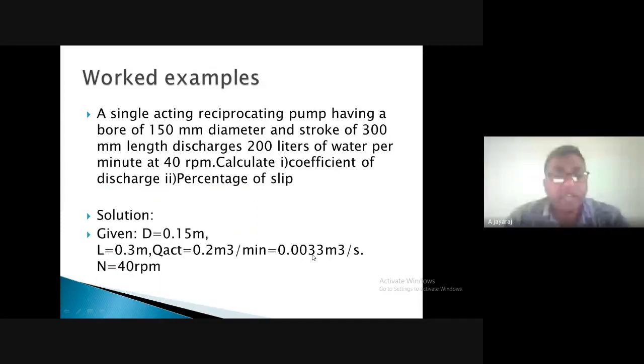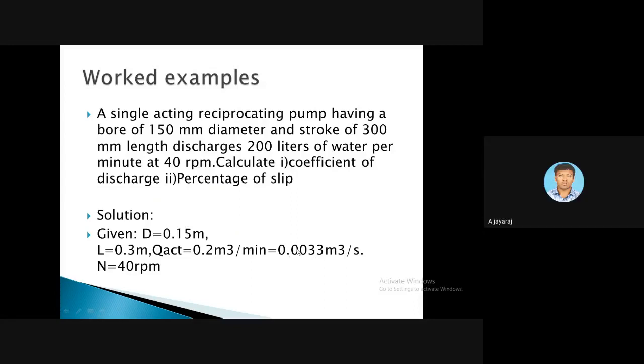The given parameters are the diameter of the cylinder, that is the bore of the cylinder, 0.15 meters. The length of the stroke is 0.3 meters, mm converted to meters. The actual discharge is 0.2 meter cubes per minute. So they have said 200 liters per minute. While converting it to meter cubes per second, we are dividing it by 1000 and by 60. To convert minutes into seconds, we are dividing by 60. Hence we obtain 0.0033 meter cubes per second. We can express it simply in terms of exponent also, in terms of 10 power.